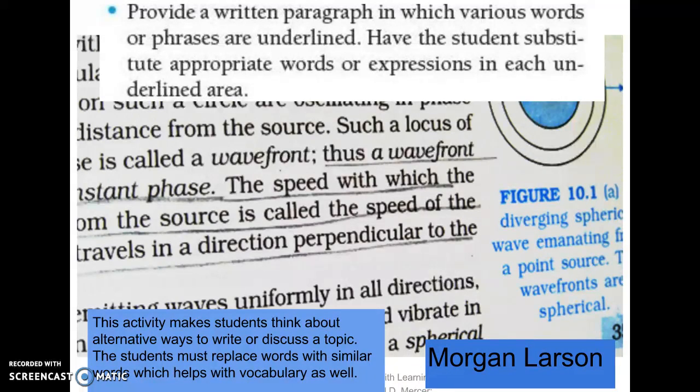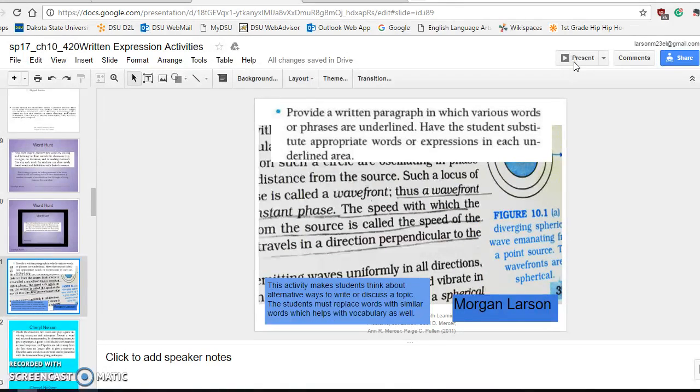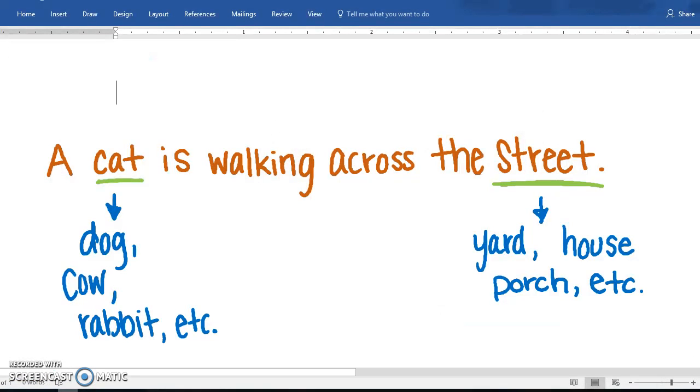would be really good to get students to use vocabulary and to understand synonyms and basically changing, or how to change a word without changing the meaning. So this is an example I kind of came up with, and I gave a couple different variances as to what it could look like.